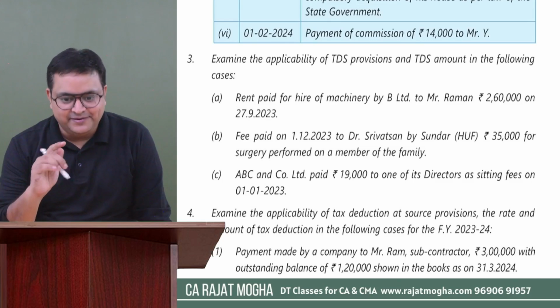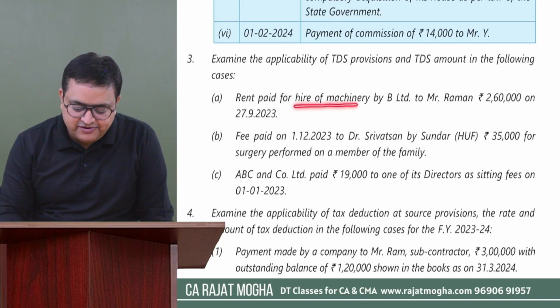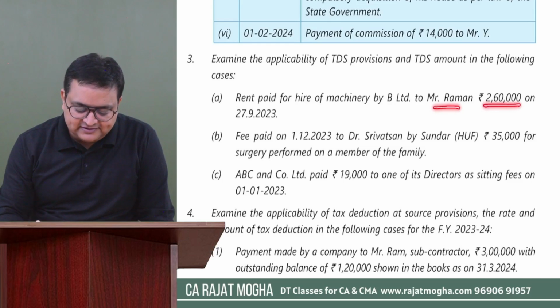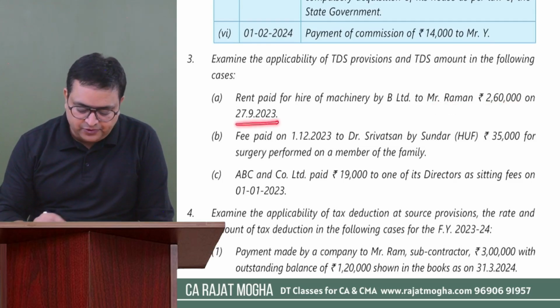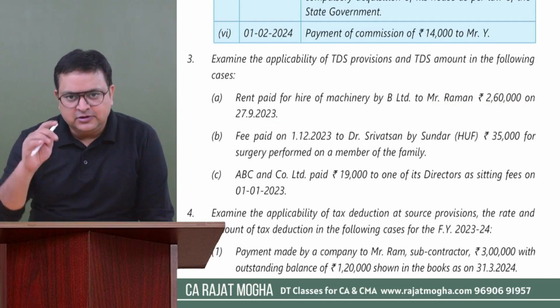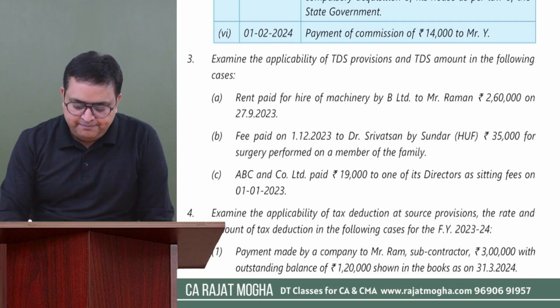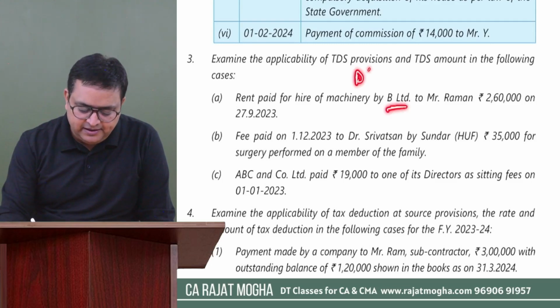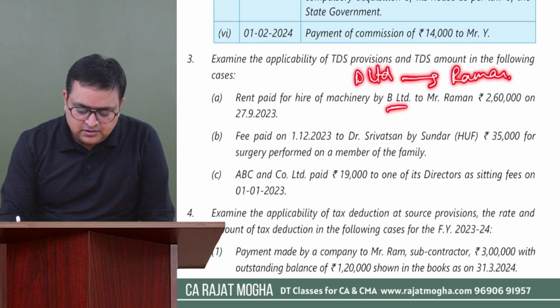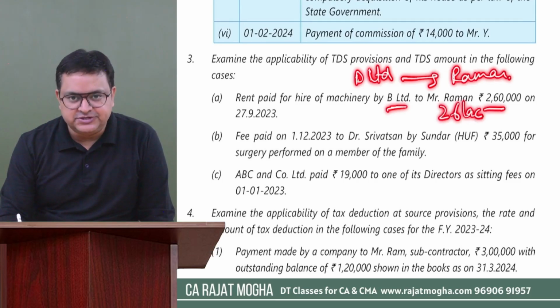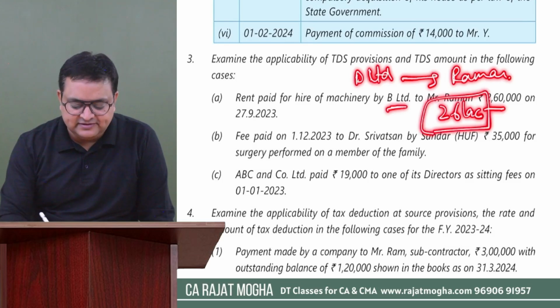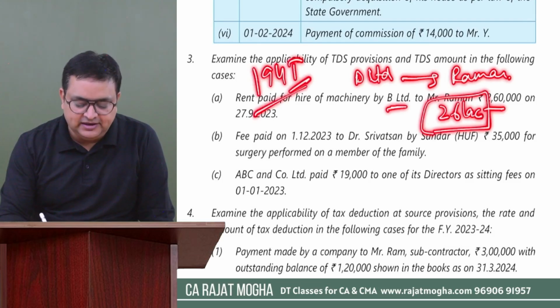194I, rent paid for hire of machinery by B Limited to Raman, 2.6 lakh on this date. Okay. So who is making a payment to whom? B Limited is making a payment to Raman. How much? 2.6 lakh rupees. For what? For rent of machine. So first of all, tell me the section, 194I. Tell me the limit.